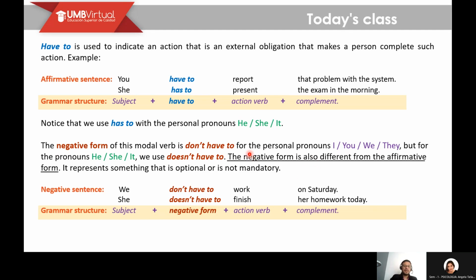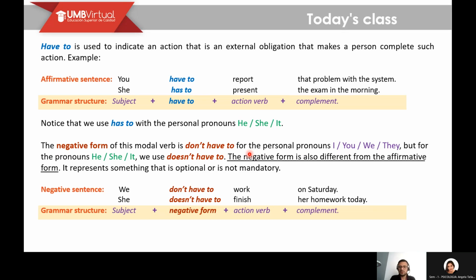And for the negative form it is the opposite, ¿sí? Se cruza con lo de must. In this modal verb, don't have to is used for giving an option, saying that it is not mandatory. ¿Sí? Aquí es cuando decimos don't have to, it means that you don't have to do it, so it is not mandatory for you.